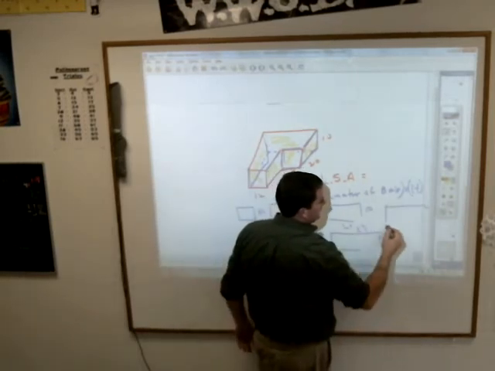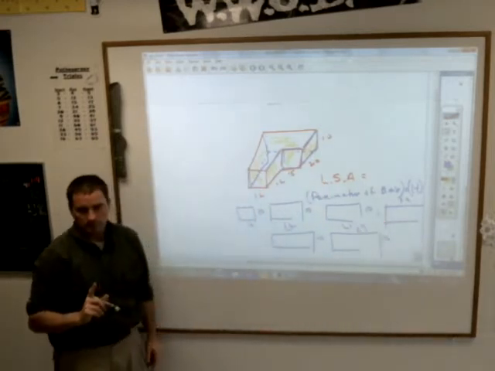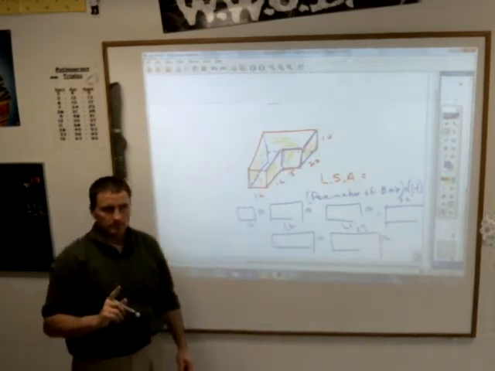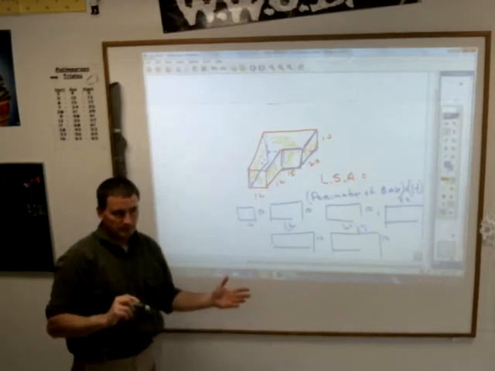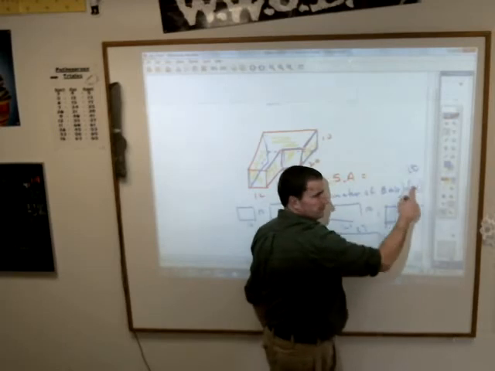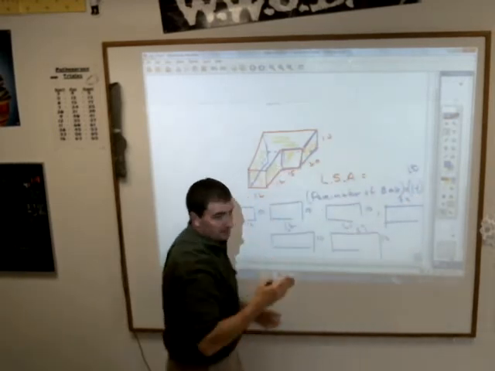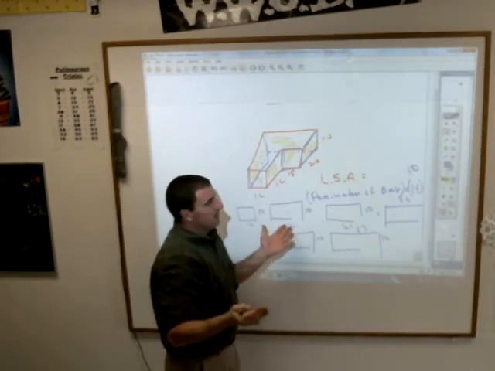What do you notice about every one of those shapes? Corinne? Right, they all have a height of 10, which is where this number comes from. Every one of them has the same height because that's the height of the shape.